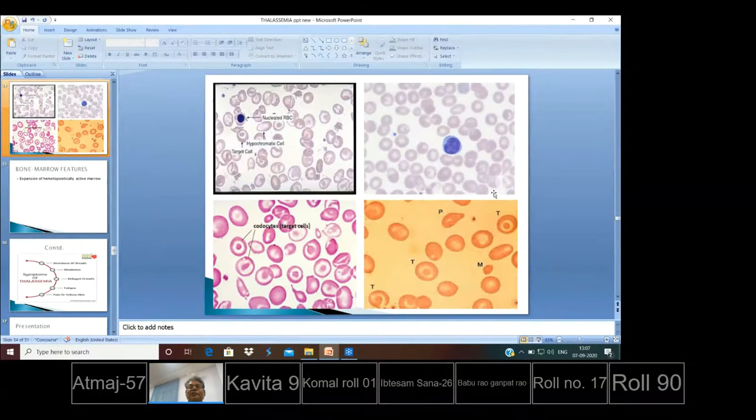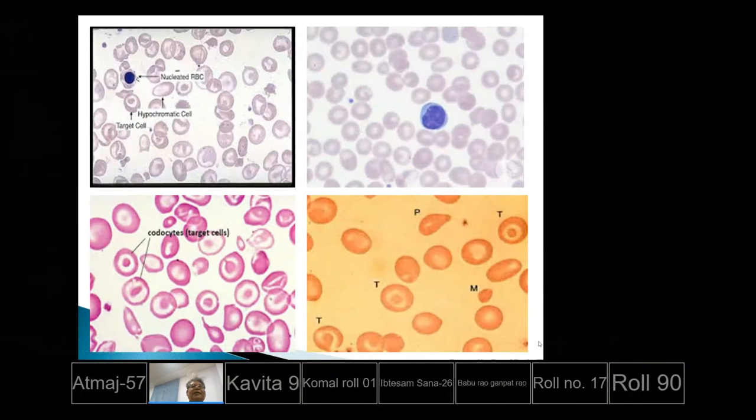This is the diagram. You can see this is the nucleated RBC, normoblast. This is the hypochromic cells. These are the target cells. You can see the target cell. There are so many targets. Here is also the normoblast. This is the codocyte, also known as target cell. The clear cut target. This is the target cell. And then the pear shaped cells. This is also target cell. Target cells are present.